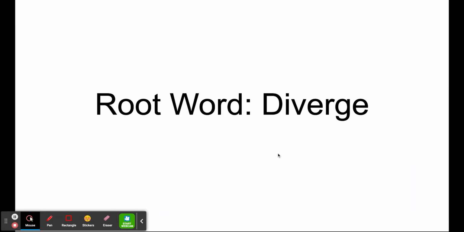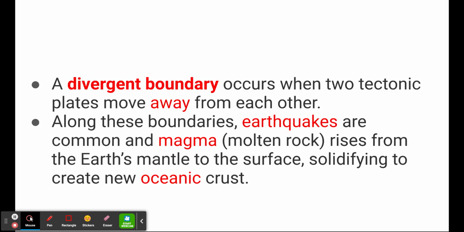Our root word here is to diverge, and to diverge is to go away from something or to go a different direction. And so a divergent boundary occurs when two tectonic plates move away from each other. Along these boundaries, earthquakes are common, and magma or molten rock rises from Earth's mantle to the surface, solidifying to create new oceanic crust.